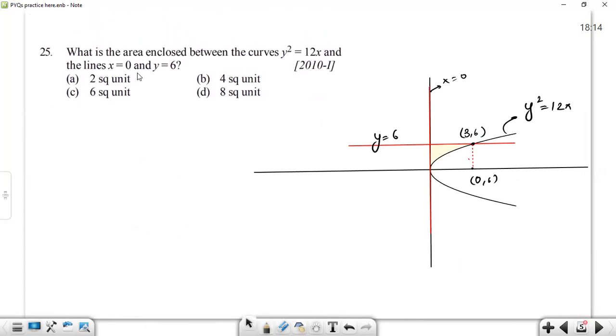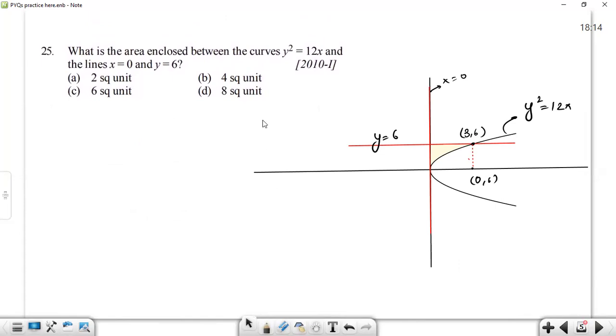What is the area enclosed between the curve y square equals 12x and the lines x equals 0 and y equals 6? So x equals 0 is basically the y-axis. So I have drawn it using this representation. y equals 6 is another straight line, and this is the curve y square.